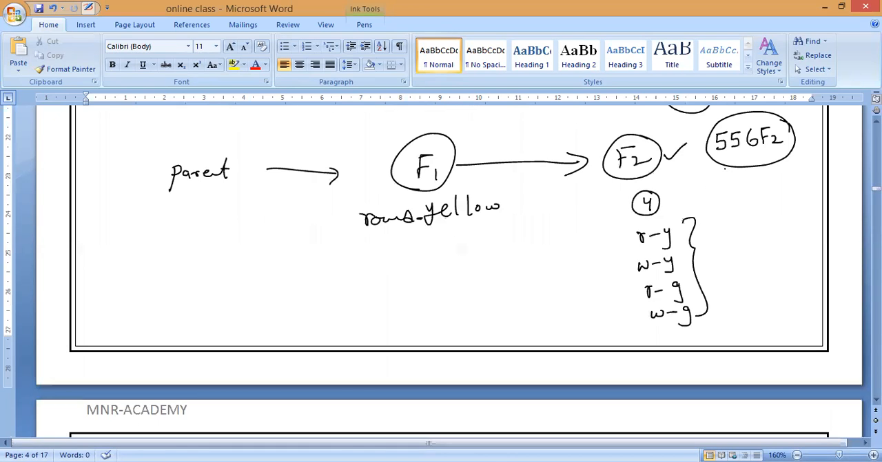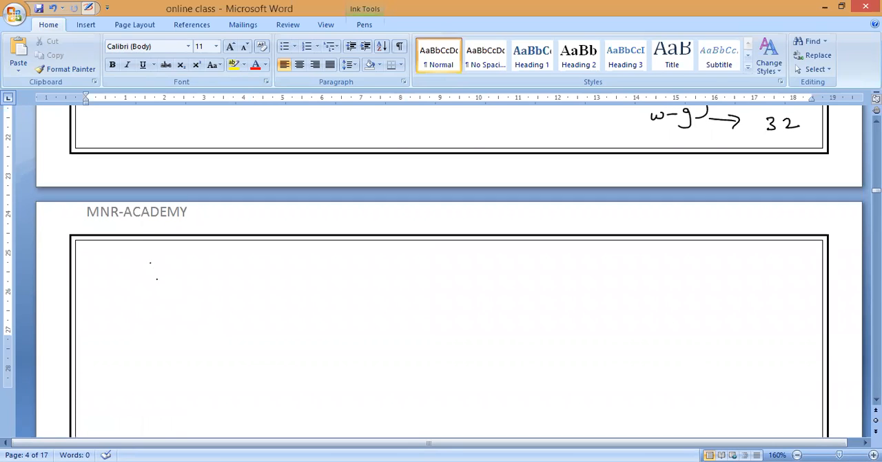So in this, how many round yellow seeds? Round yellow seeds he has found 315. Round green seeds, 108. Wrinkled yellow seeds, 101. And wrinkled green seeds, 32. So we can take the ratio: round yellow, round green, wrinkled yellow, and wrinkled green.